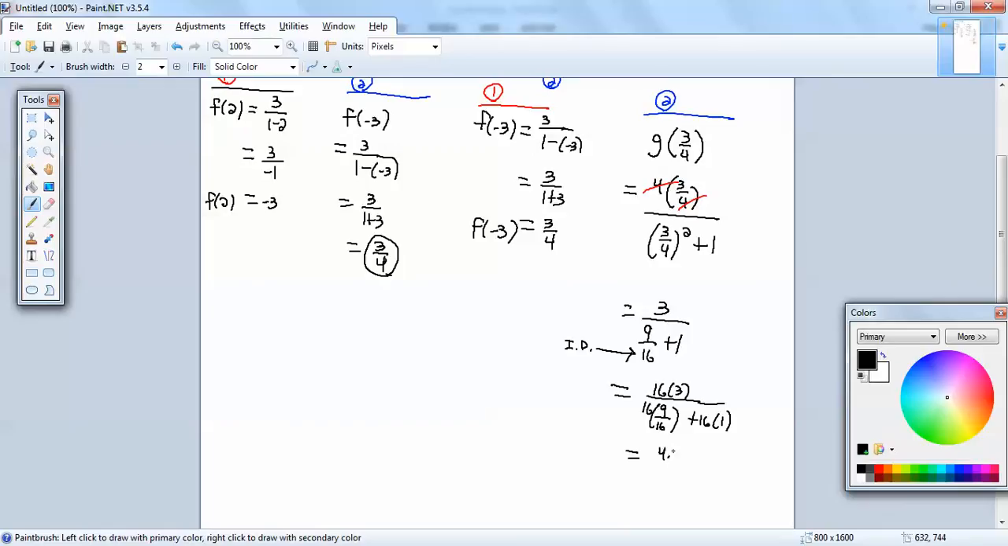16 times 3 is 48. Here these 16's cancel, and I got 9 plus 16 times 1 is 16, which gives us 48 over 25. Let me double check that. 48, 9 plus 16, 25. Yeah, 48 over 25.